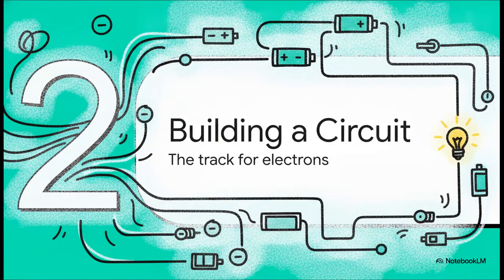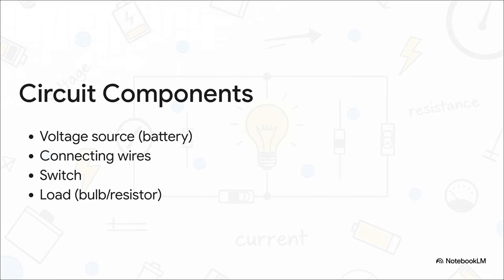Moving on to part two, building a simple circuit and setting up the track for our electrons. Every basic circuit construction project requires 4 simple components to give those electrons a closed loop to move through. First up, you need a voltage source, like a battery, to give that initial push. Second, connecting wires to act as the highway. Third, you need a switch to actually control the flow. And finally, a load, something like a light bulb or a resistor. That's the device that's actually putting all that electrical energy to use.